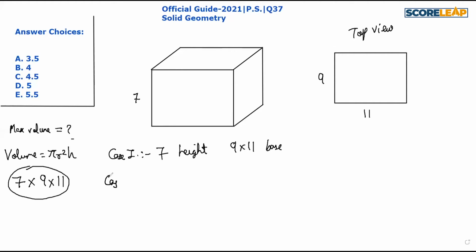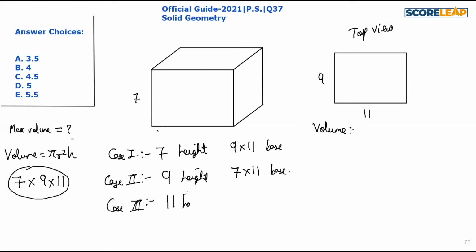Case 2, we will find out the volume for all of these. In case 2, 9 is the height and 7 into 11 is the base. Once we are done with one of the cases, I will remove these 7, 9 and 11 figures and we will jump to the next case. Case 3, 11 is the height. All these values are in centimeters, 7 by 9 by 11. And the base is 7 into 9.